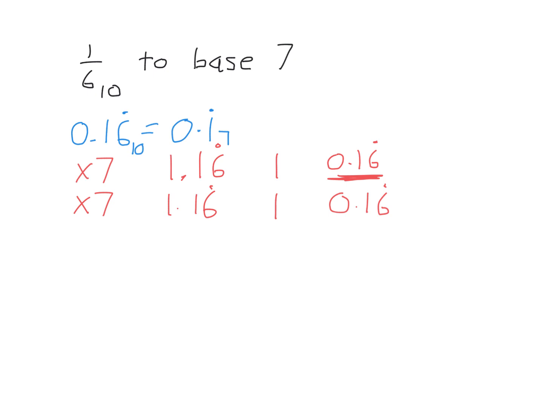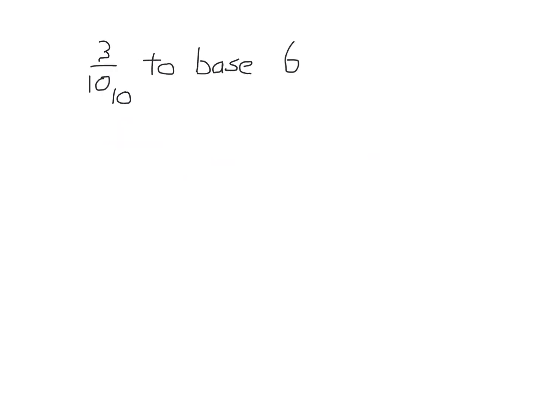All right, let's now look at a harder example. So let's convert 3 over 10 from a base 10 number into base 6. So we convert 3 over 10 to a decimal, so that's 0.3, nice and easy. Now this time we're going to times by 6 at each step because we're in base 6. So 0.3 times 6 gives us 1.8. We take away the integer part, which is 1, and we're left with 0.8. It's what's left over here that I then times by 6 in the next iteration.